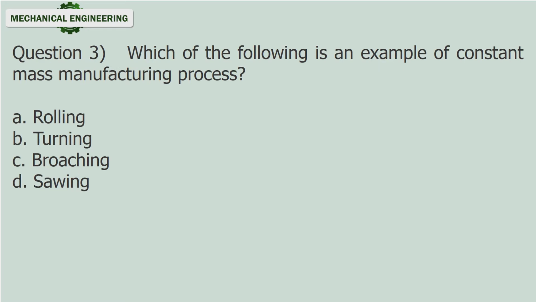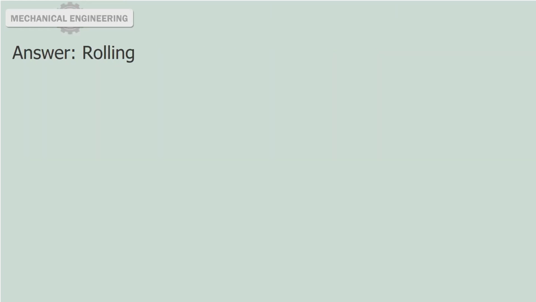Question 3. Which of the following is an example of constant mass manufacturing process? A. Rolling. B. Turning. C. Broaching. D. Sawing. Answer: rolling.